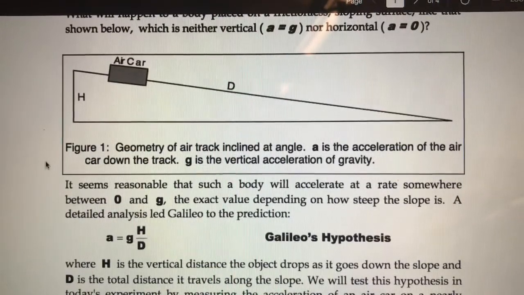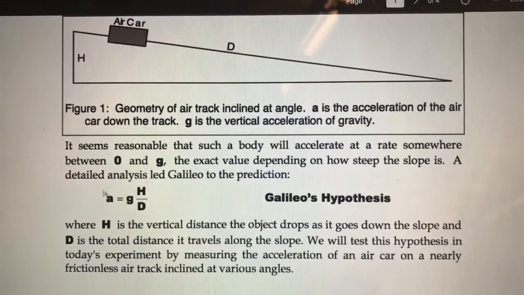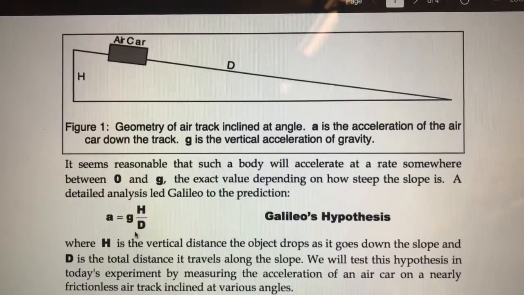So here's the geometry, and Galileo's hypothesis that we're going to be looking at today is that a, the acceleration of this thing, is going to be g, the acceleration due to gravity, that's the 980 centimeters per second squared, times h over d, where h and d are these sides of the triangle. So the bigger h is relative to d, the greater the acceleration.